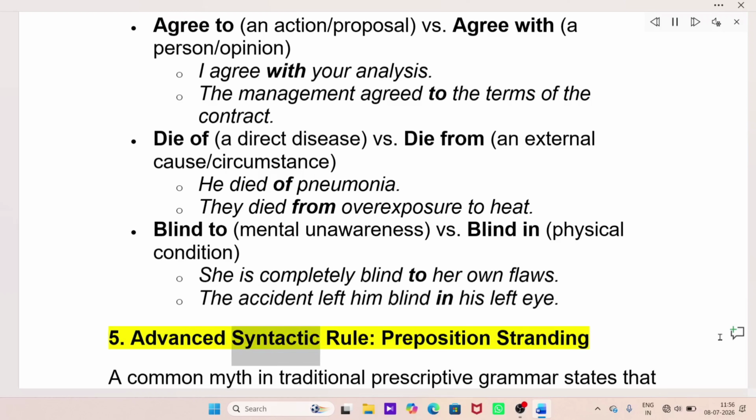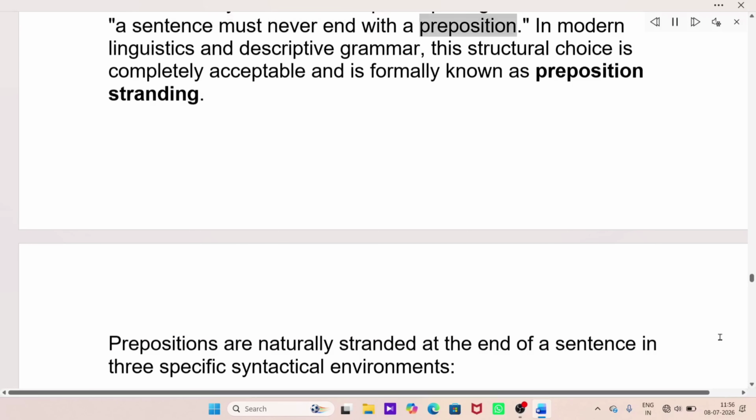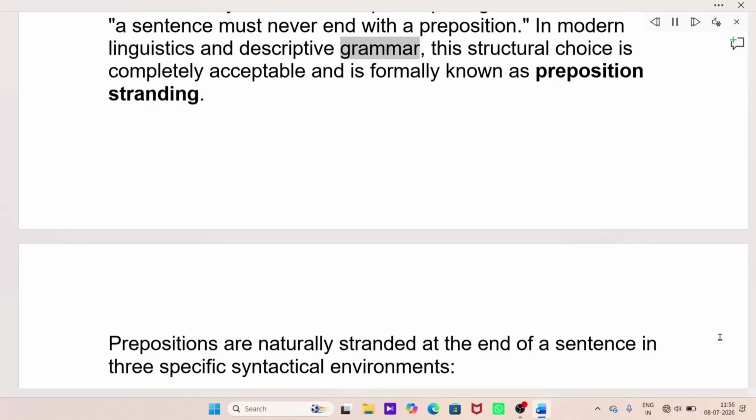5. Advanced syntactic rule, preposition stranding. A common myth in traditional prescriptive grammar states that a sentence must never end with a preposition. In modern linguistics and descriptive grammar, this structural choice is completely acceptable and is formally known as preposition stranding.